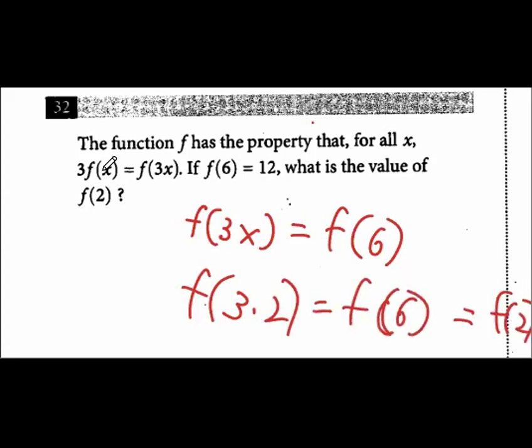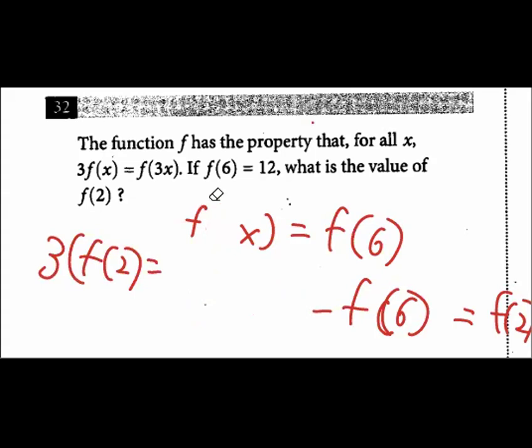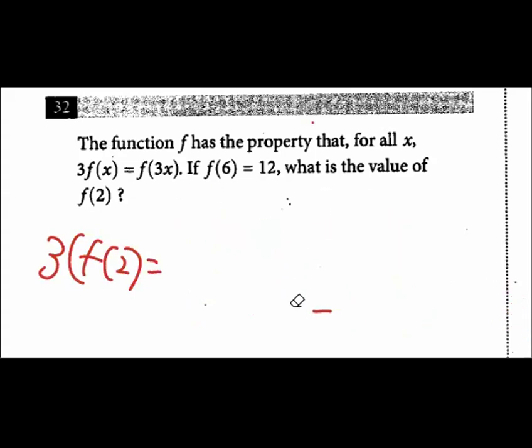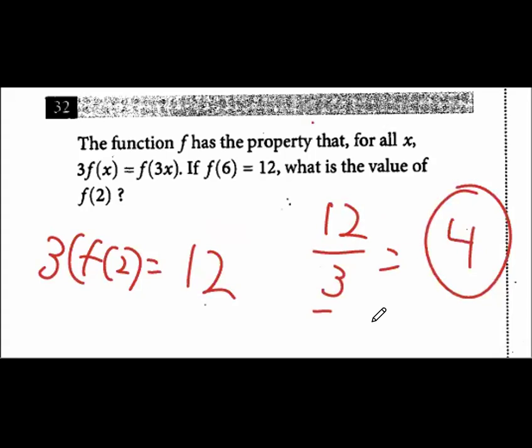That would mean that x is equal to 2, which would mean that 3 times f of 2 has to be equal to f of 6, which is 12. So 3 times f of 2 is equal to 12. Using this information to find f of 2, we can just divide both sides by 3. That would get us 12 over 3, which is equal to 4. So the correct answer in this case is 4.